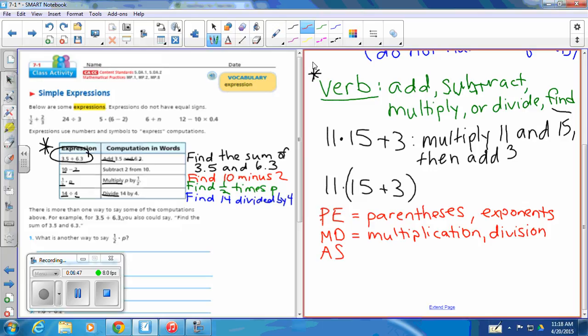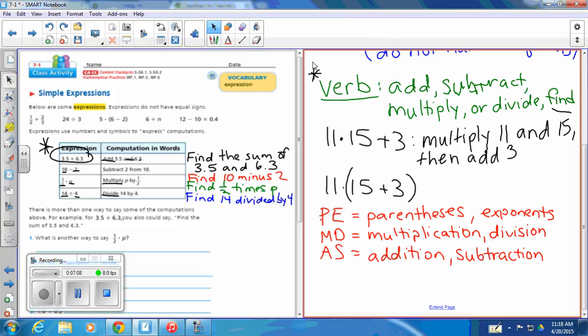Okay, same thing with addition and subtraction. A is addition, S is subtraction. Okay, so again, those are reciprocal. So when you have both of those in an expression, you would work from right to left. Okay. So how does it change if we put those parentheses there? Does it change? Yes, because first we have to do the parentheses.